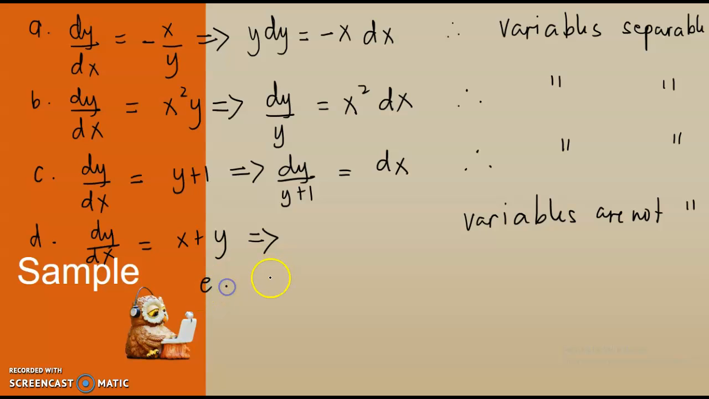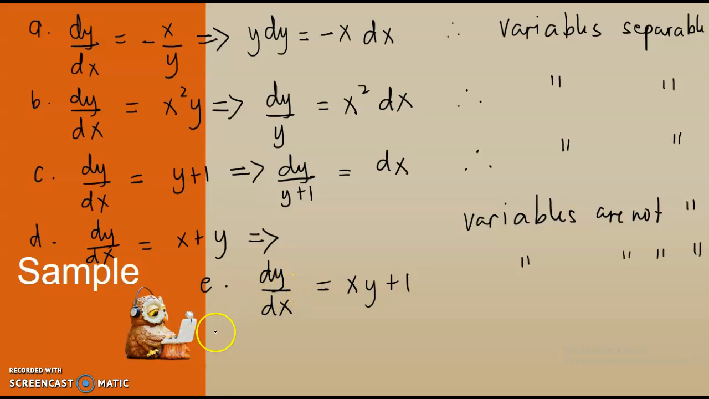Okay, letter E. You have dy over dx equal to xy plus 1. Again, because of the addition sign, your variables are not separable.